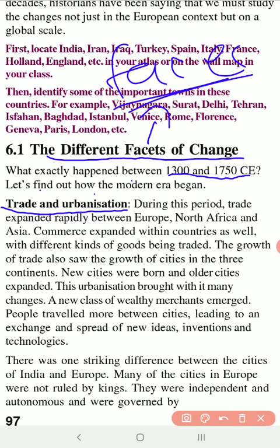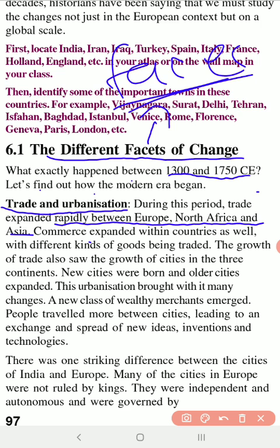So during this period, at the dawn of the modern period or at the later Middle Ages, trade expanded rapidly between Europe and North Africa. In the beginning, the trade was between Europe and North Africa. Africa is close to Europe, right? And North Africa is very close to Europe. It is the Mediterranean Sea that divides the African continent from the European continent. That Mediterranean Sea is not a very large sea. You can very easily cross over, and therefore that is how they were doing the trade.